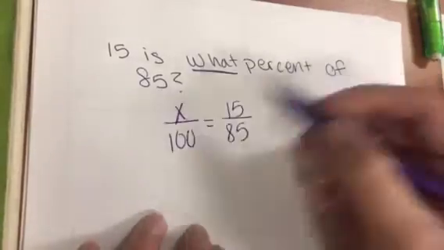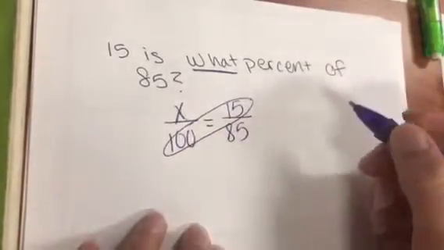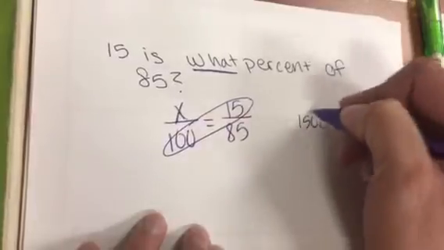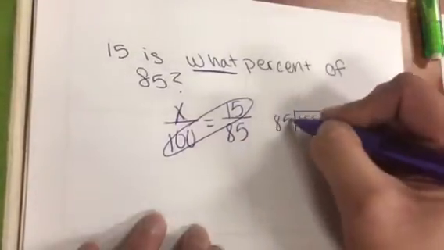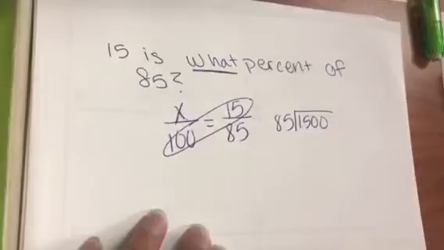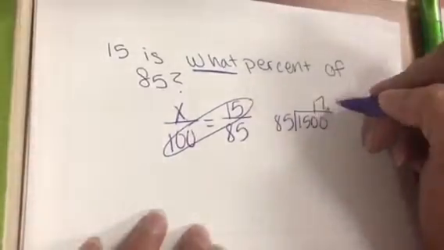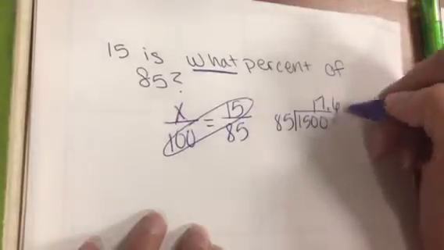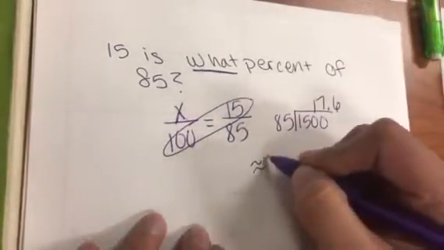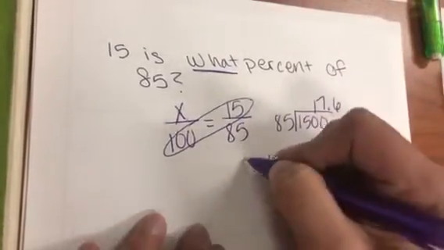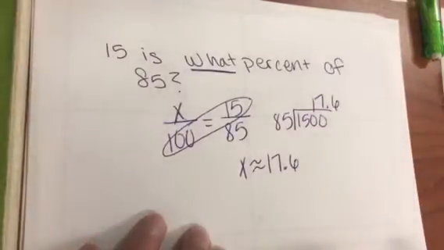This is the exact same thing as the other one. We're going to cross multiply. 15 times 100 is 1,500, and then I'm going to divide by 85. I'm going to use a calculator to speed things up. 1,500 divided by 85 is going to be 17.6 something. I'm just going to round it to 17.6, and we are finished. So my missing number is 17.6%.